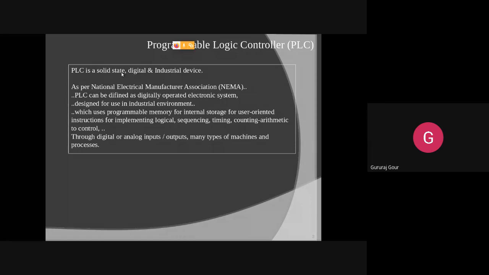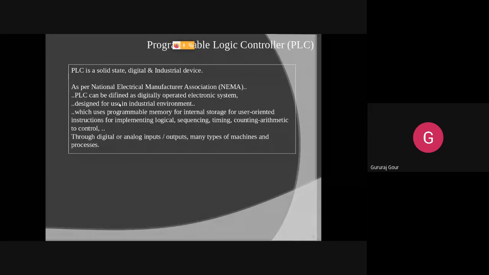So how can we explain it? It is made up of any kind of silicon material and widely finds its application in its digital role. Like the name itself indicates, we can simply program it, what inputs it has to focus on and what outputs it has to control, and it is widely accepted as an industrial device wherever controlling is required. So its precise definition goes like this, according to NEMA, National Electrical Manufacturer Association.